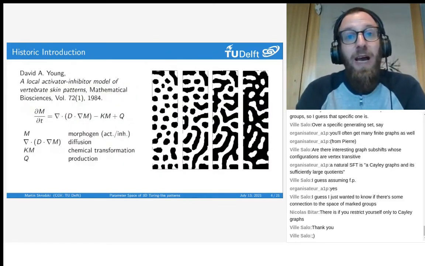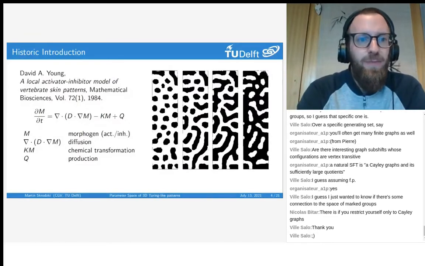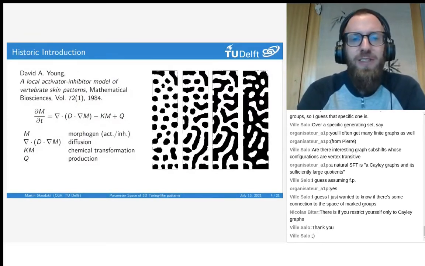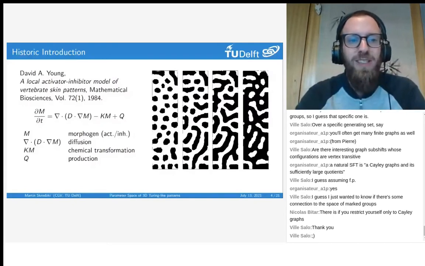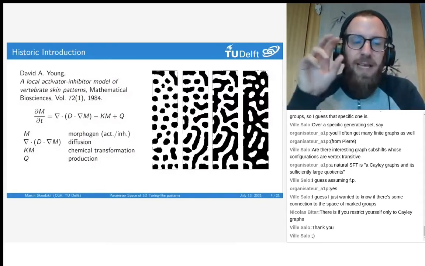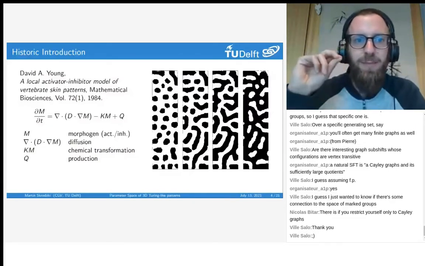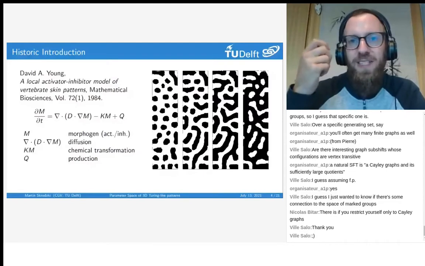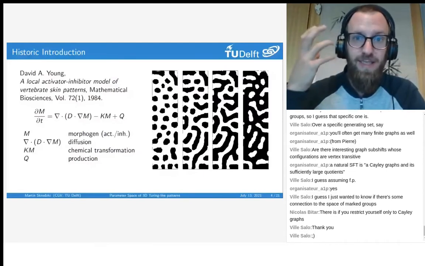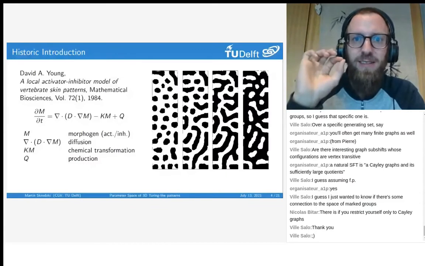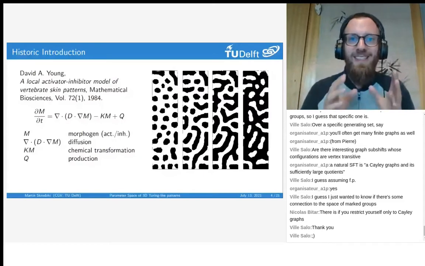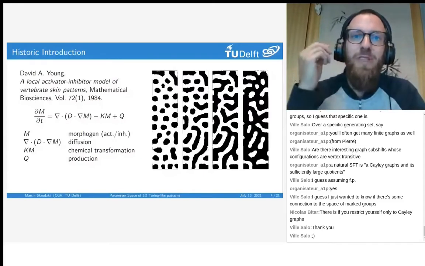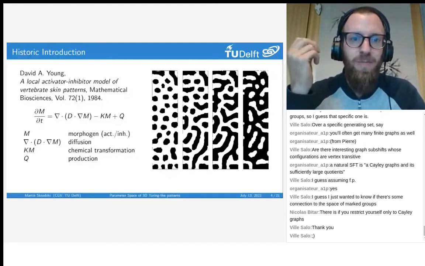Next on the stage here for our story is David A. Young, who came up with the local activator and inhibitor model for these skin patterns, basically creating the same patterns as Turing described, but with a slightly different formulation. Namely, he's considering 2 different types of morphogens. One activator morphogen that, if it is present in a cell, causes this cell to color or to get a differentiated state, and an inhibitor morphogen that prevents cells to be colored.